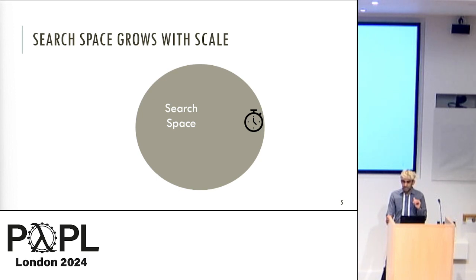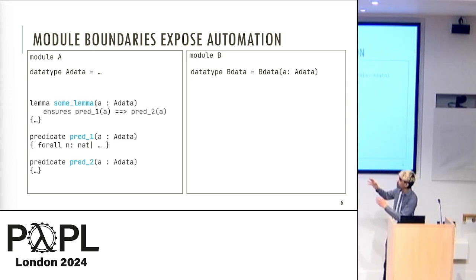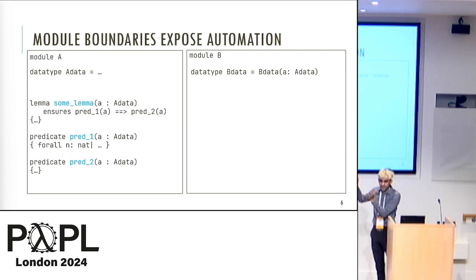But the way that modules interact with automation is probably slightly more nuanced than that, in that we have a notion of automation leaking through module boundaries. And this can be a good thing, right? So here's a quick example. We have two modules where the data type of the larger one builds on the smaller one. And say we expose some interface in a standard software engineering paradigm. We expose some lemma and two predicates.